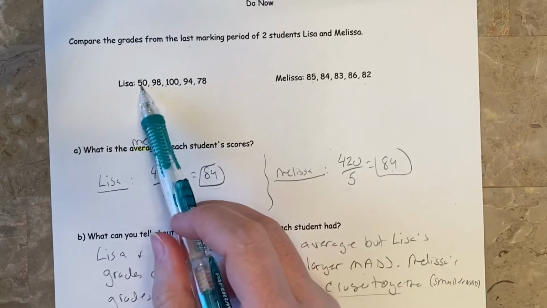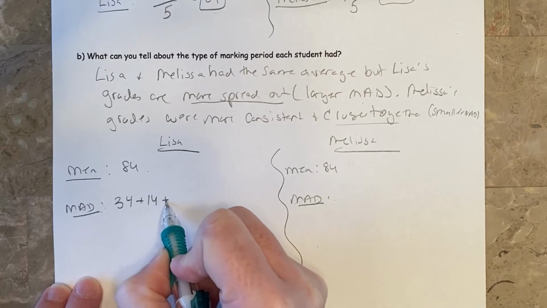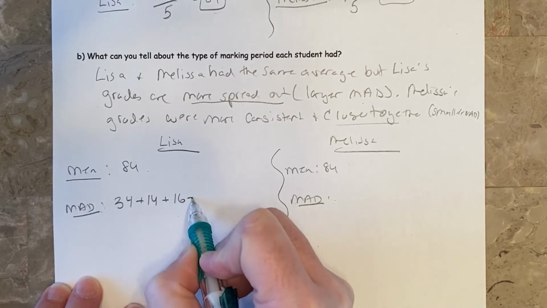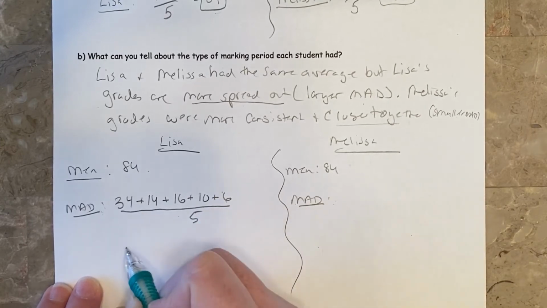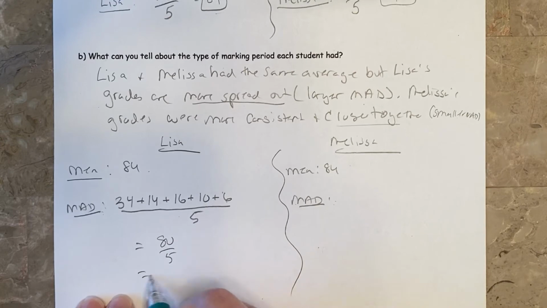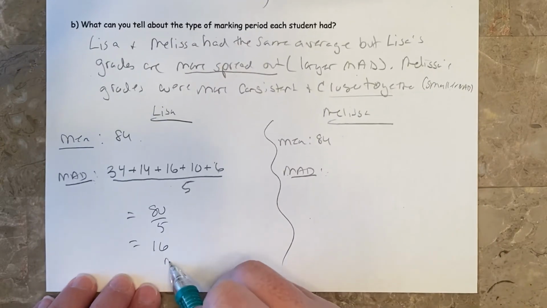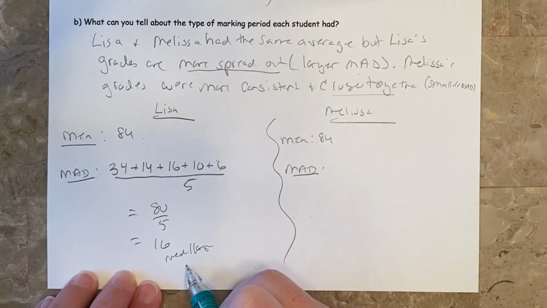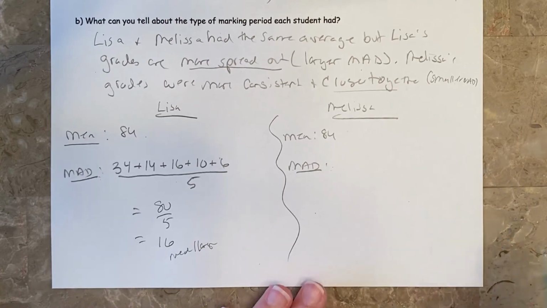Okay, so each one of Lisa's grades, how far are they from 84? So 50 would be 34, 98 would be 14, 100 would be 16, 94 would be 10, and 78 would be 6. And if we divide that all by 5, you will get 16. So to me, from yesterday, that's like from a medium to a large MAD. It's definitely not a smaller MAD. It's definitely a medium or a large MAD.